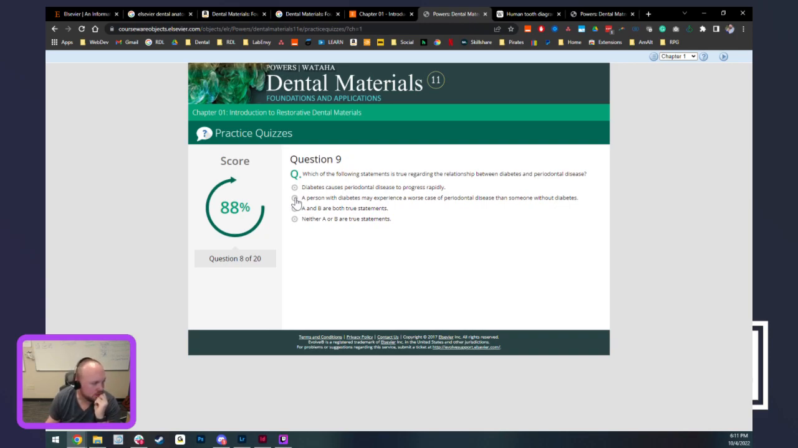Diabetes causes periodontal disease to progress rapidly, and a person with diabetes may experience a worse case of periodontal disease than someone without diabetes. Okay, cool. Yeah, this is not... I'm going to get through this one quick. Which of the following conditions may require a restorative dental procedure? Yep.